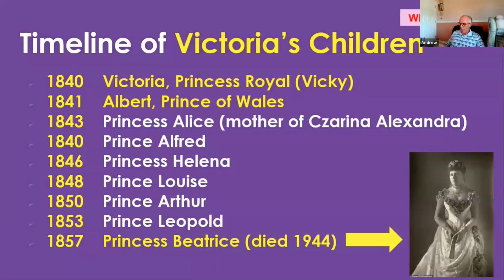I put this slide in here just so you could see the children. She had nine children. What I like about this is that the youngest one was alive until 1944, when the last of Victoria's children died. Another weird little fact: I was doing some research for future presentations on the grandchildren of Victoria. Her last grandchild only died in 1981.